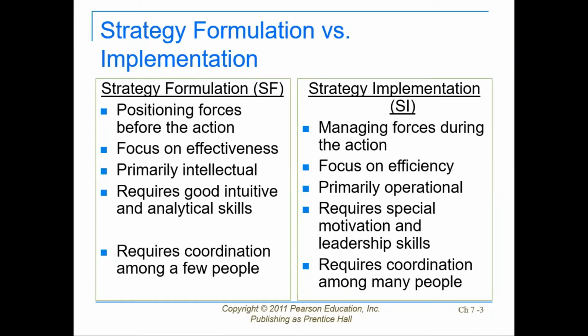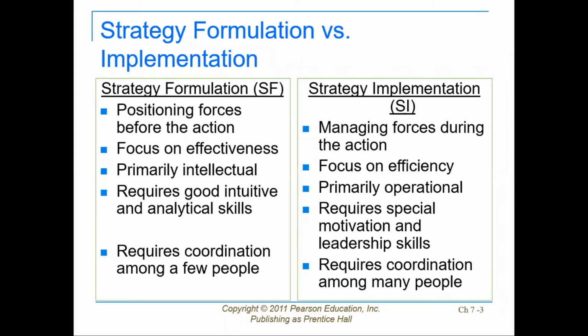And last but not least, it requires coordination among many people. This is the difference, because in strategy formulation, you need the coordination of a few people, those who were engaged in formulating strategies. But here, you are at the stage of implementing strategies, so obviously many people need to be coordinated with each other, because implementing strategies means taking that strategy into action, into physical activities. Those physical activities are done by many people, and all of them should be adequately coordinated. So these are the basic differences between strategy formulation and strategy implementation.